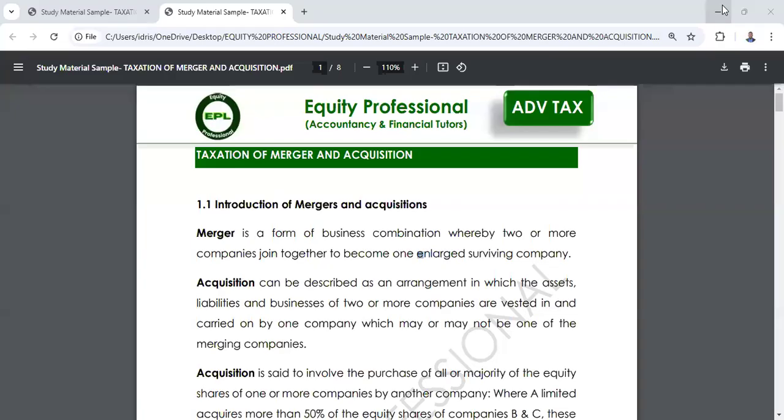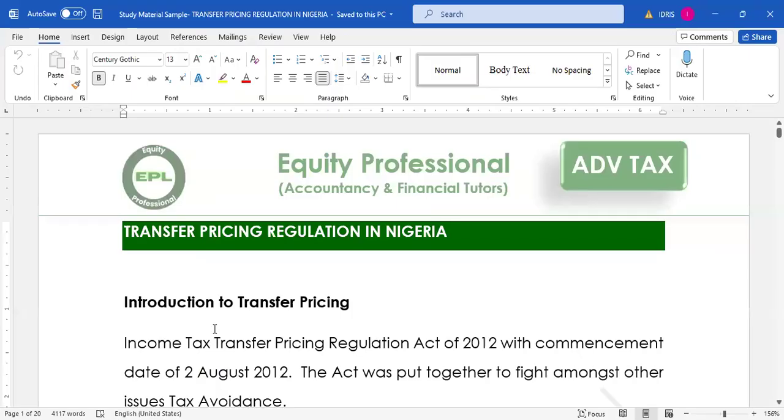Let's look at transfer pricing. One of the international tax areas is called transfer pricing. The topic will be transfer pricing regulation in Nigeria.